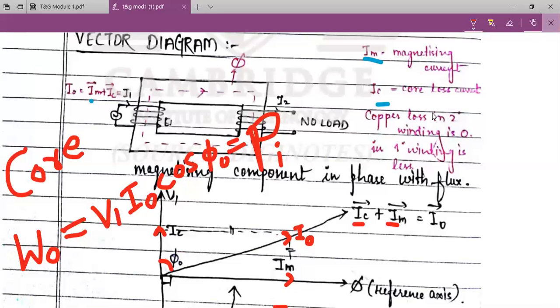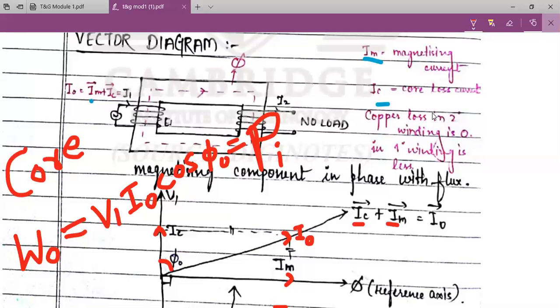For IM there are two names: magnetizing component of no load current, and wattless component. Similarly, for IC you have two names: power component, and core loss component. You have to remember the expressions IM equals I naught sin phi naught and IC equals I naught cos phi naught.